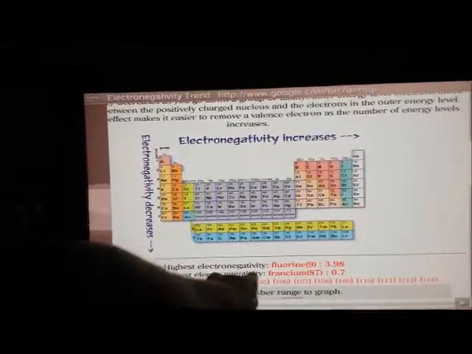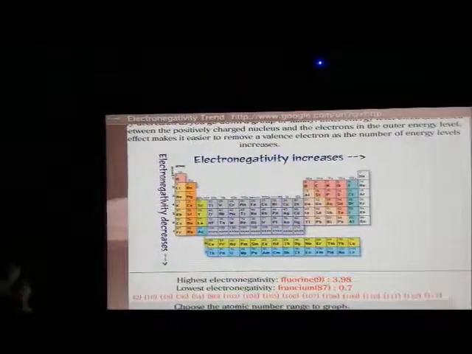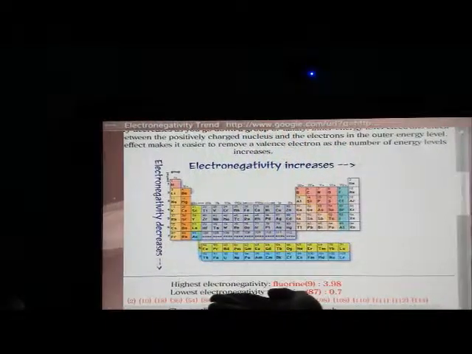Electronegativity generally increases moving across a period and decreases moving down a group. Fluorine is the most electronegative of the elements. Electronegativity plays a very large role in the process of chemical bonding. Lowest electronegativity. Highest electronegativity.